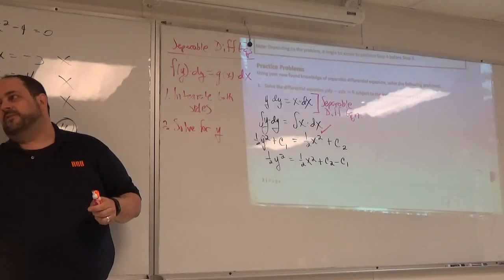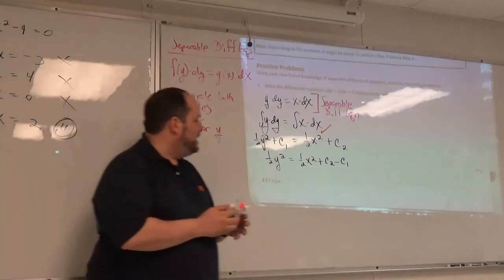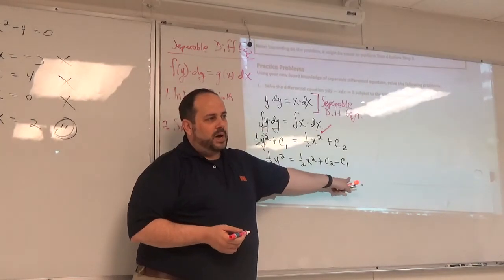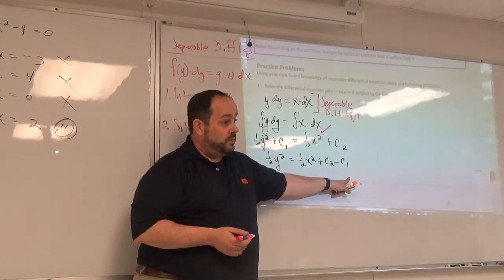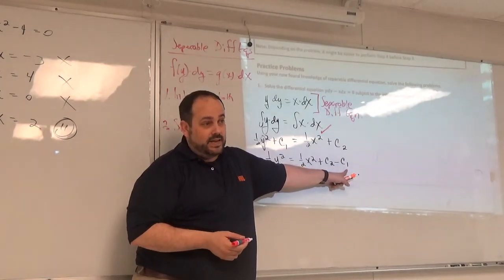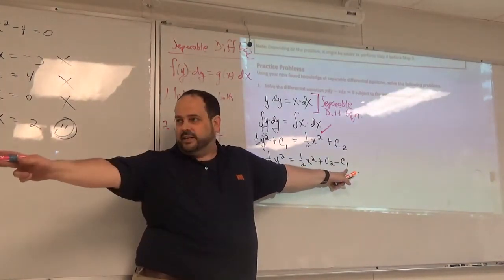The three of you will remember this. I know. C2 is a constant that you don't know. C1 is a constant that you don't know. A constant that you don't know minus a constant that you don't know. Guess what? It's a constant that you don't know. What do we call the constant that you don't know?